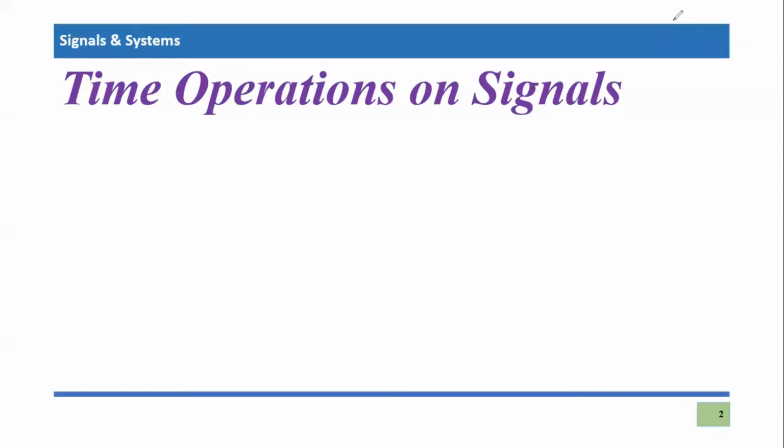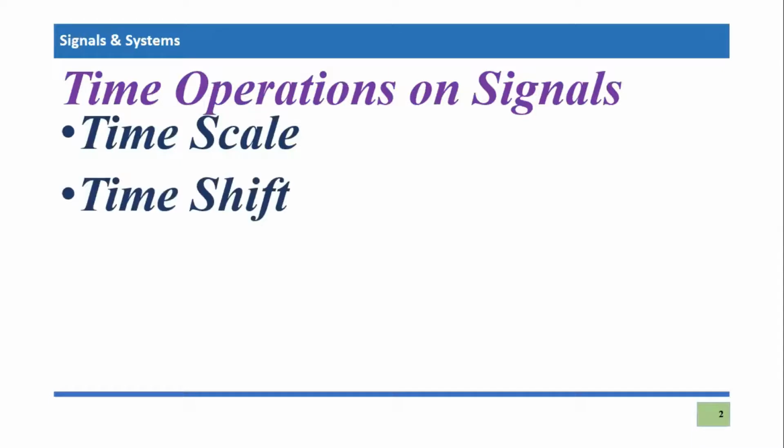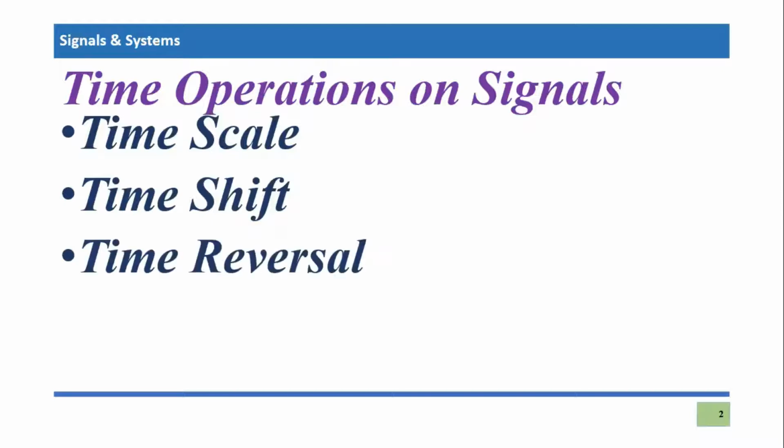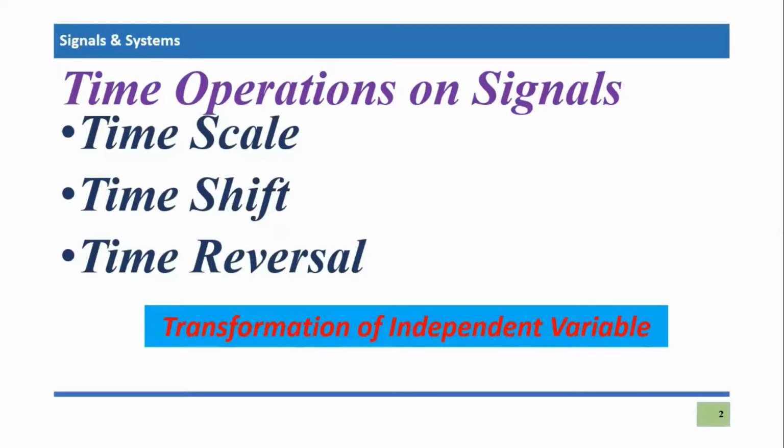In the last few video tutorials, we have started our time operations on signals. We have discussed time scale operation for both continuous time and discrete time signals. Then we discussed time shift operation, including advance and time delay operations for both continuous time signals and discrete time signals. And now we are going to discuss the third and last part of time operations, or the transformation of the independent variable, and that is basically called time reversal operation.